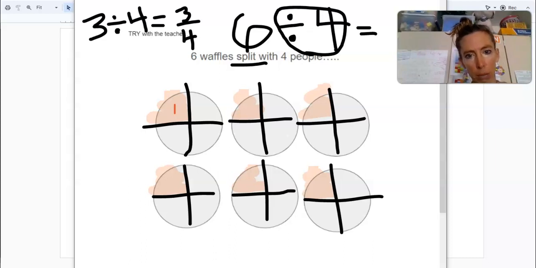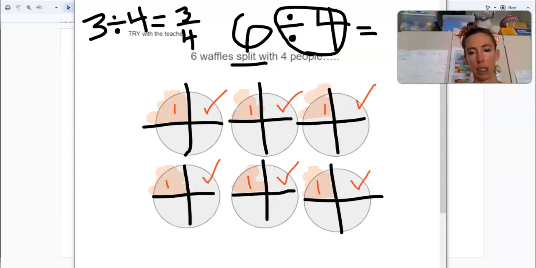So here's my first person, right? I'm just going to put a 1 in there. There's my first person. Then my second person comes in. I'm going to give them a check mark. There they go. Second person. They're getting the same amount, right? They get 6 pieces, but those pieces are equivalent to what? Okay, you have to think about that.